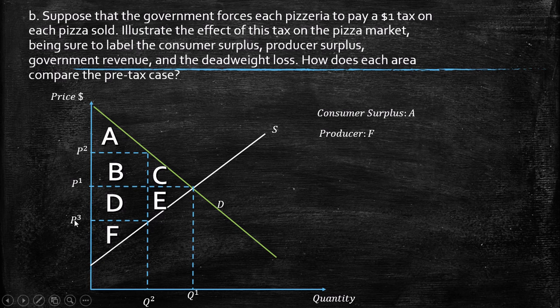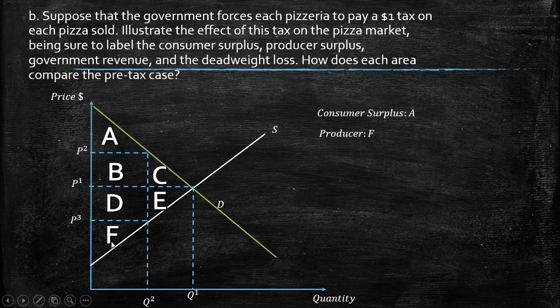So due to the tax, they're going to offer their pizzas at the price of P3. These companies, willing to offer at this part, will have a kind of benefit. This is going to be the producer surplus, which is considered a measure of welfare from the producer side. So it's going to be F.